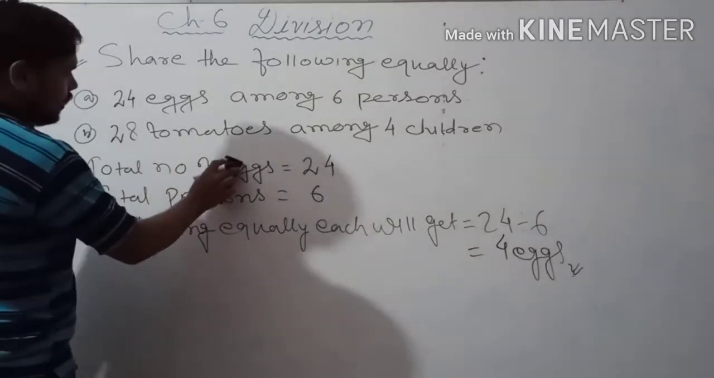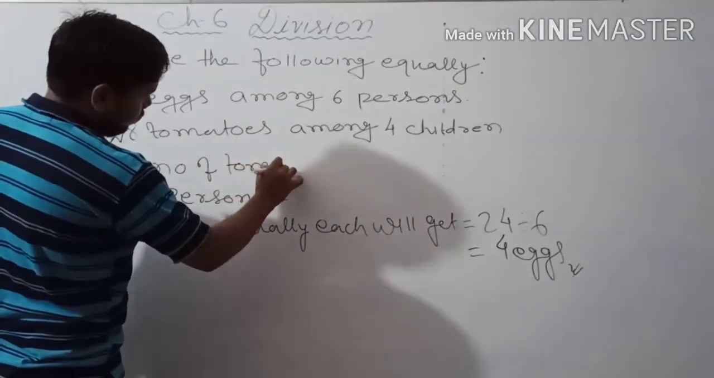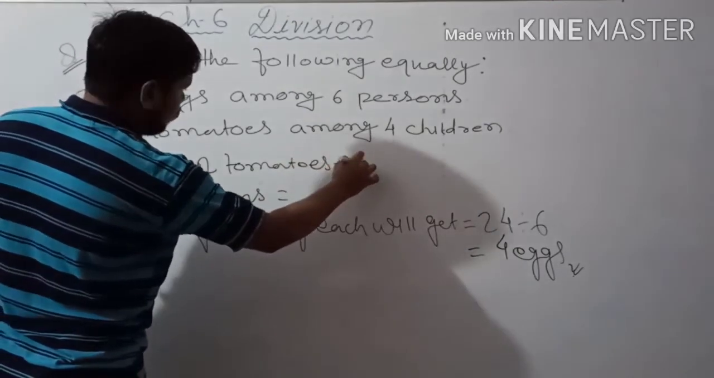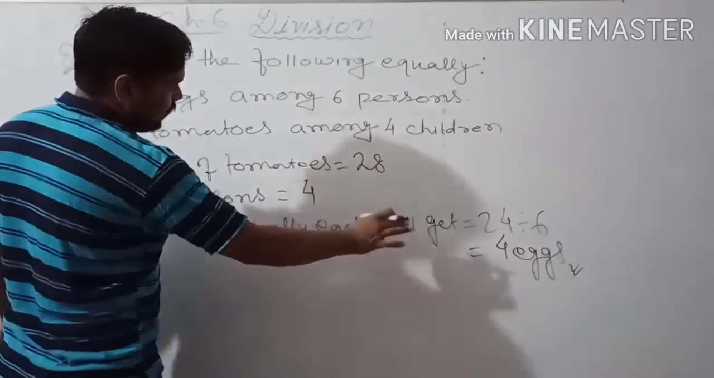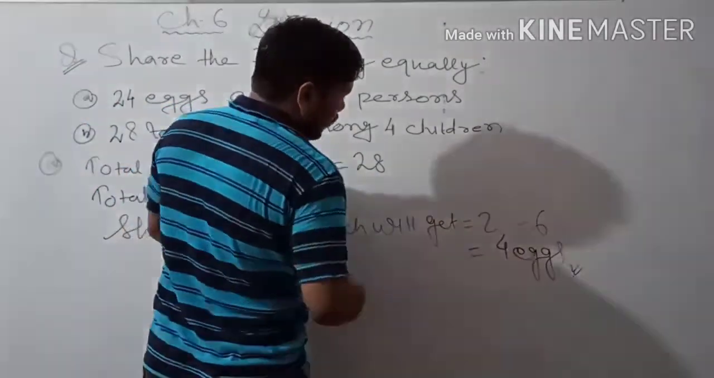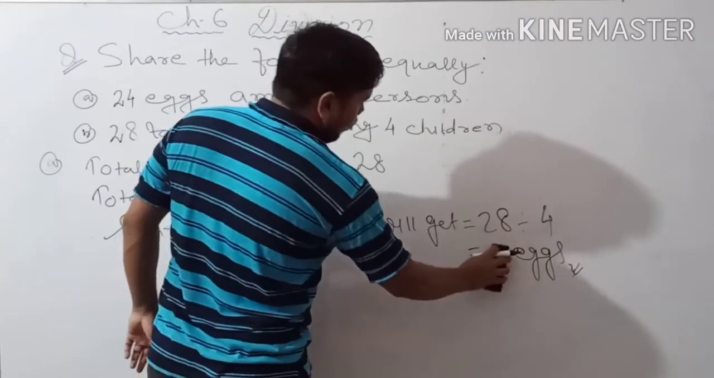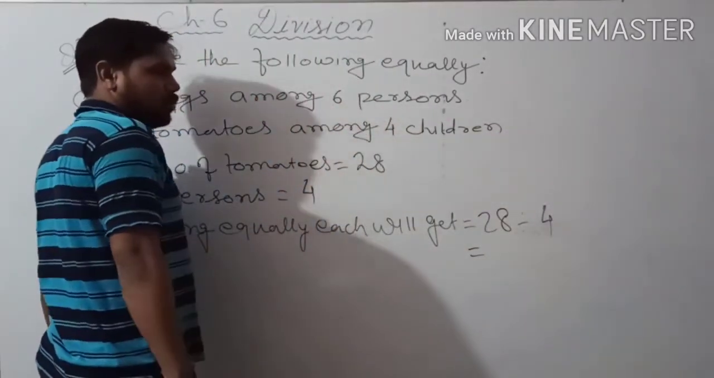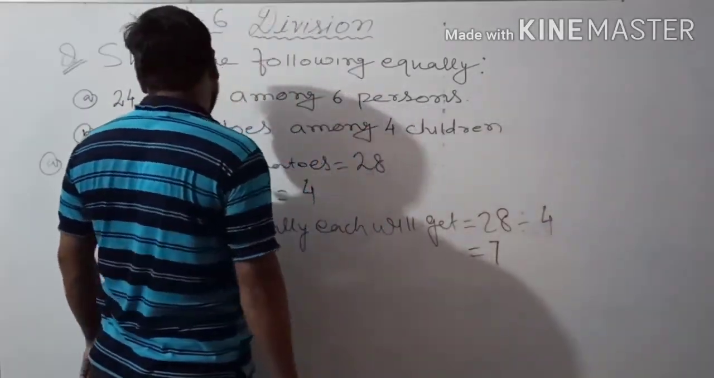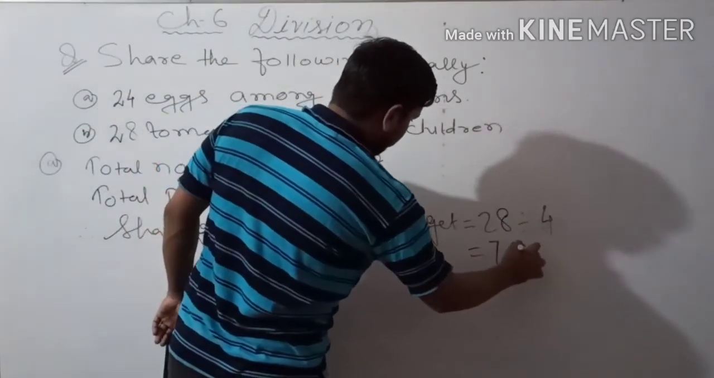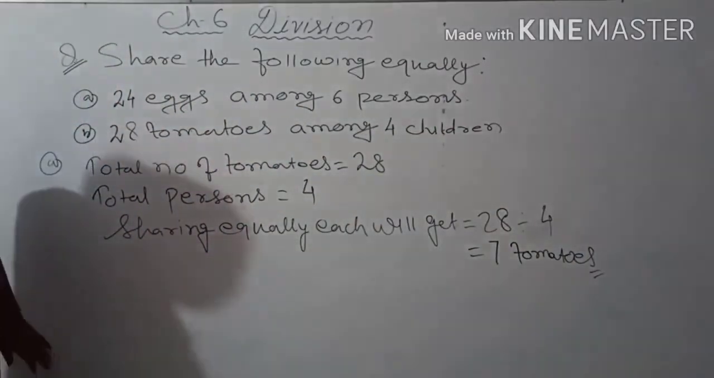In case of eggs we will write here tomatoes and the value will be changed. Okay, total tomatoes is equal to 28 and we have to divide among 4 children. So sharing equally, each will get 28 divided by 4. That's all. So if you divide 28 by 4, how many times 4 is equal to 28? 7 times, right? So 7 tomatoes each student will get.